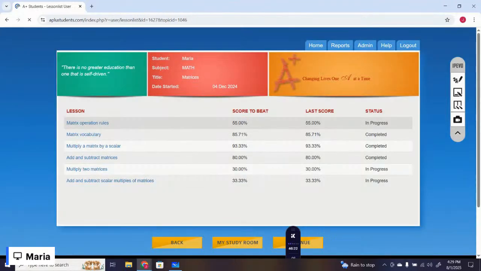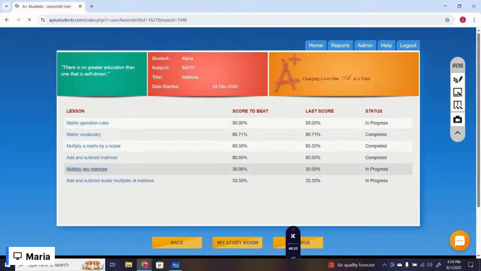The next one is multiply two matrices. So adding and subtracting matrices is too easy. You need to add or subtract the numbers that are in the same position in two matrices, right?